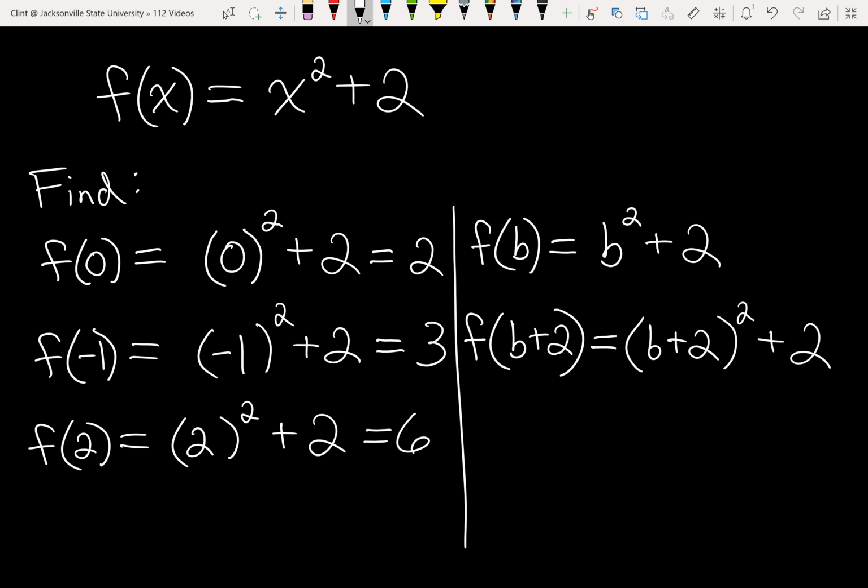On this one, you could actually simplify a little bit. You could do the FOIL method with the b plus 2, but you don't necessarily have to unless it tells you to simplify.